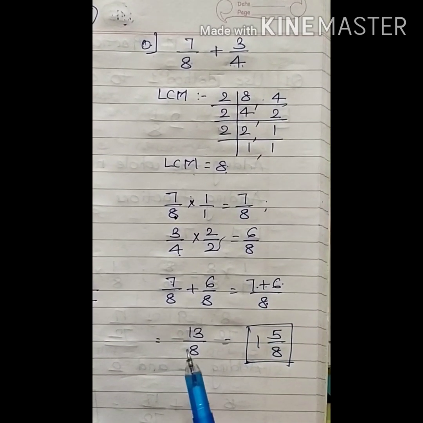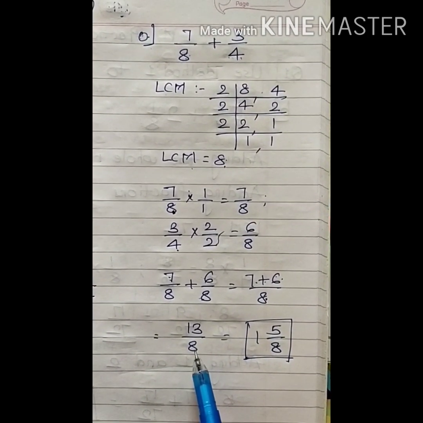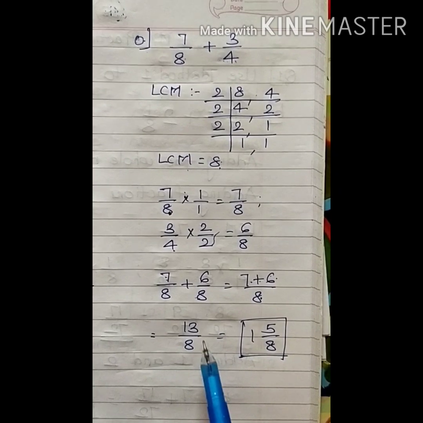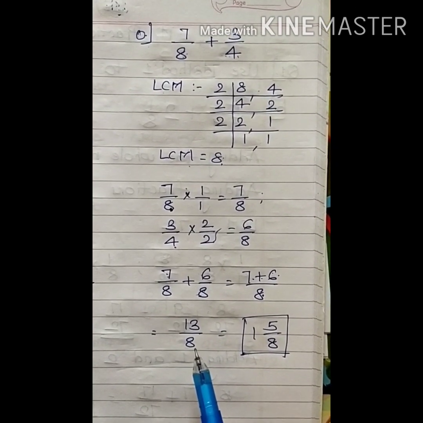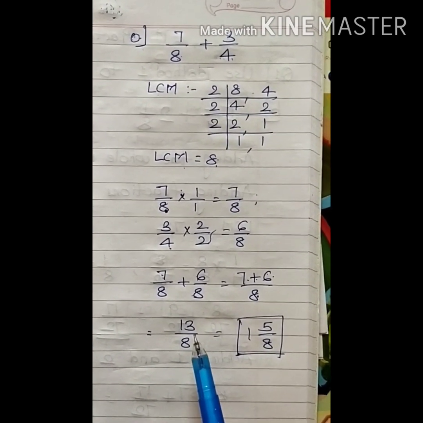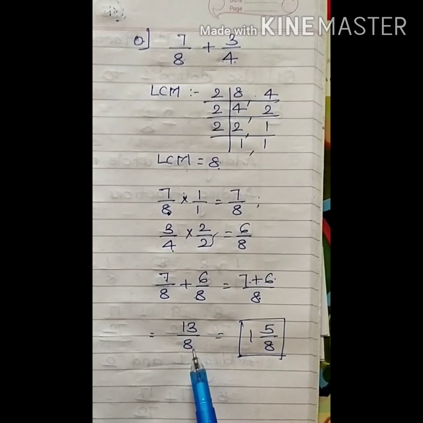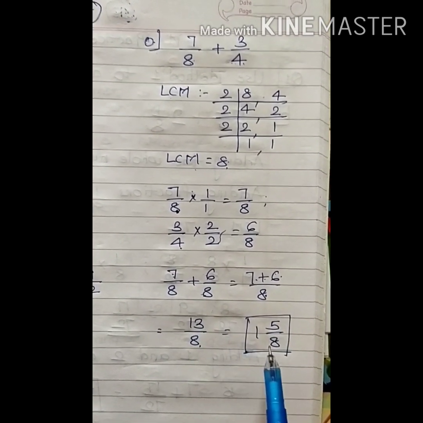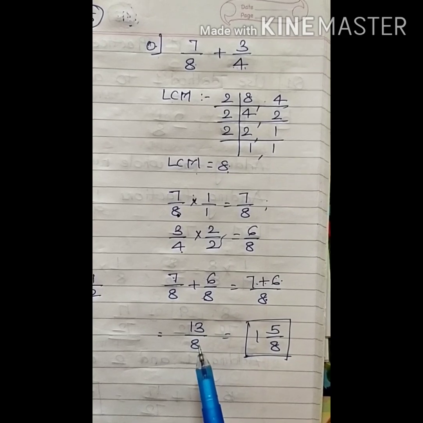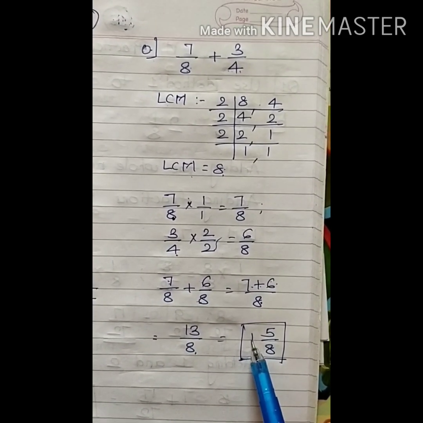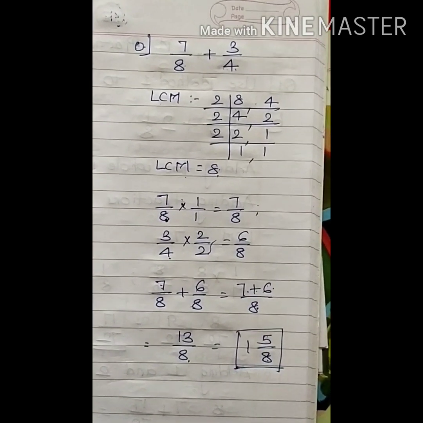7 plus 6 gives me 13. So 13 upon 8. Here the first thing I can see is that my fraction cannot be reduced. Second thing, I can see that this fraction is an improper fraction and I have to convert it to a mixed fraction. So when I convert 13 upon 8 into a mixed fraction, I get it as 1 5/8.